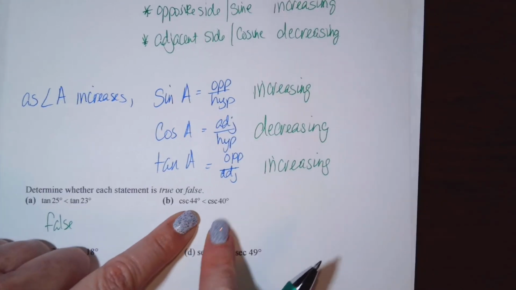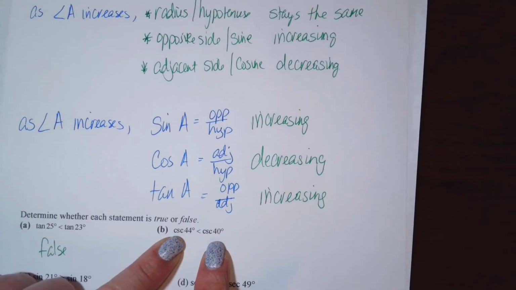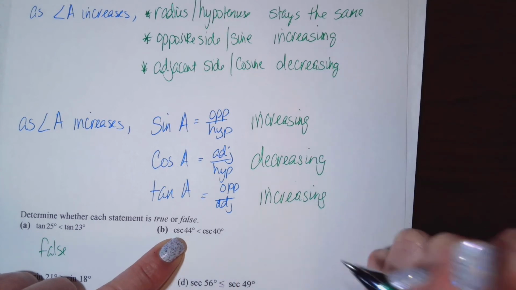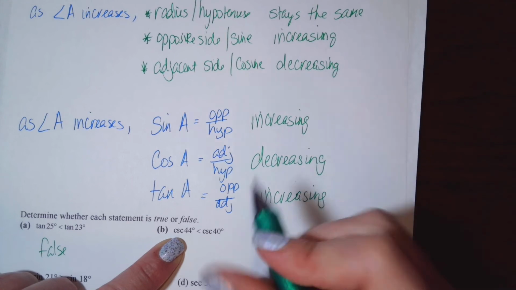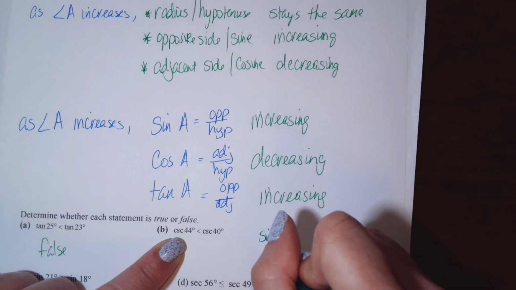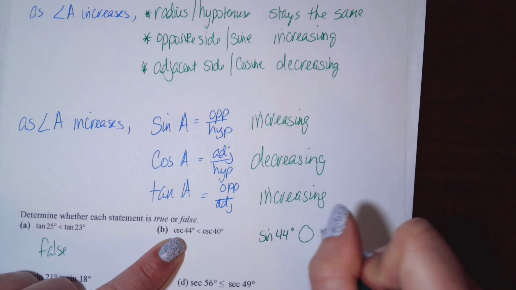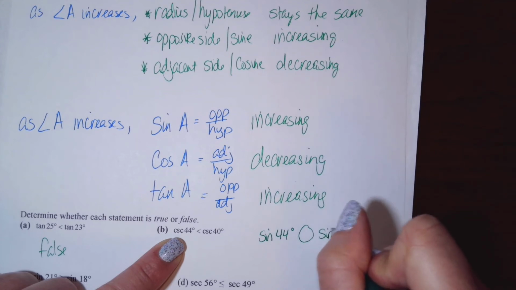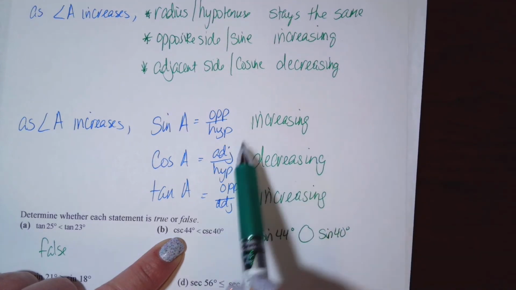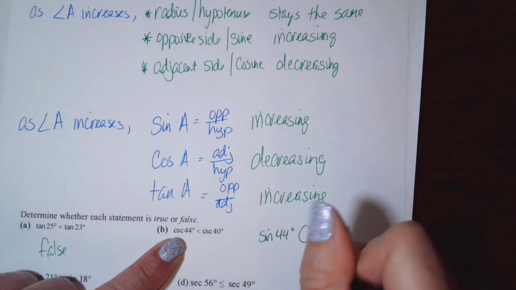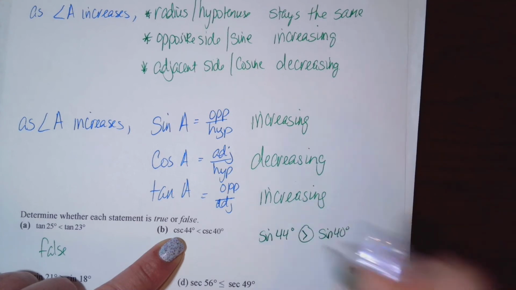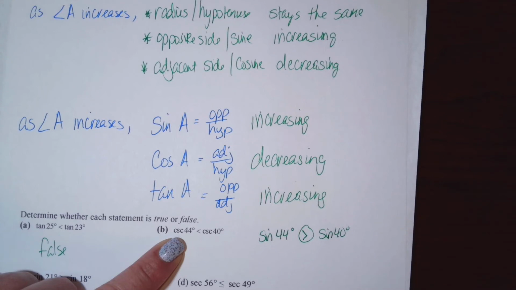So with B, I can't think in terms of cosecant. So I need to put this in terms of its reciprocal function. Sine is the reciprocal of cosecant, right? So I want to look at the sine of a 44-degree angle, and I want to see how it compares to the sine of a 40-degree angle. Well, sine is increasing, so sine of a 44-degree angle is going to be bigger than a sine of a 40-degree angle.